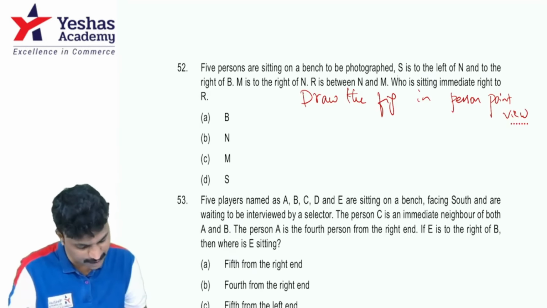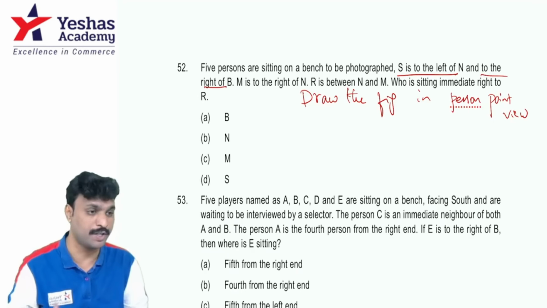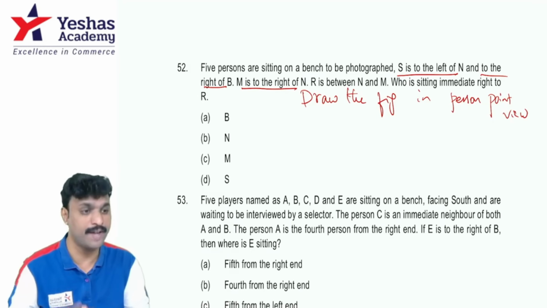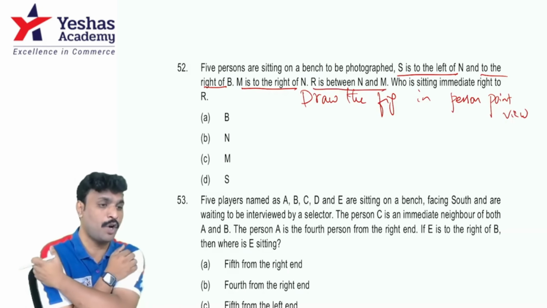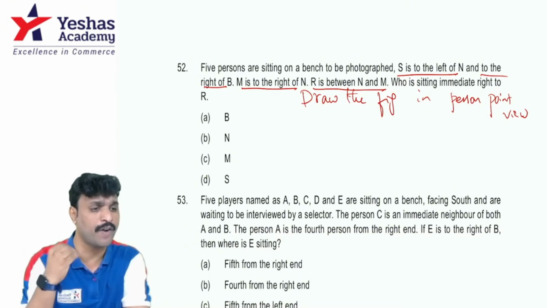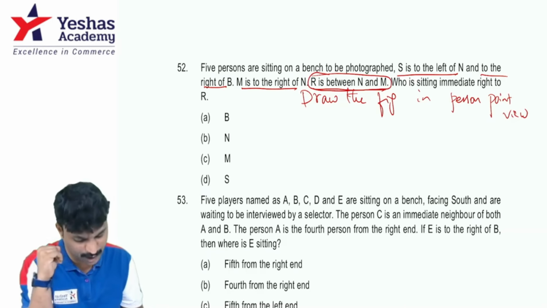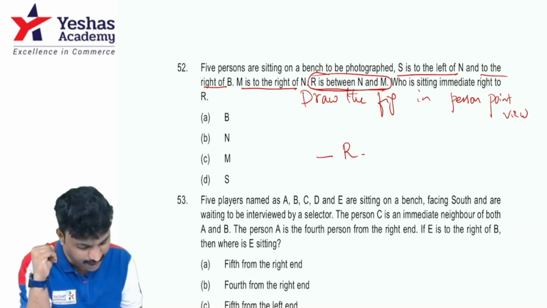Now find the sure statement. S is to the left of N, not sure. And to the right of B, not sure. M is to the right of N, not sure. R is between N and M, not sure. No statement is a sure one here. So what you do, find a statement that gives you more position or find a person referred in more statements. You can clearly see R is between N and M. That means these 3 people will definitely be together.